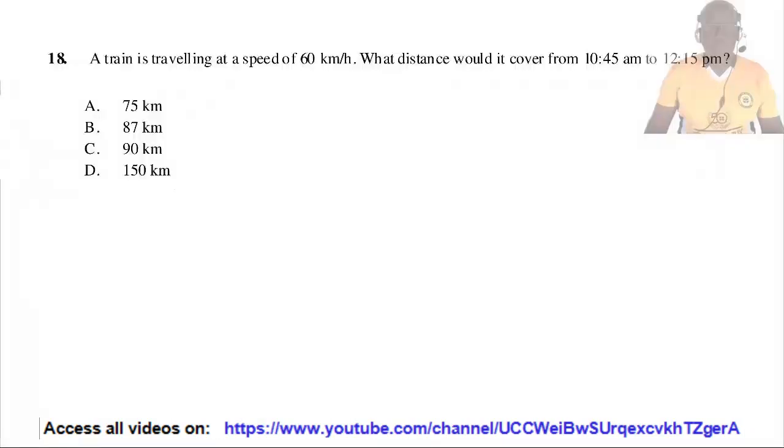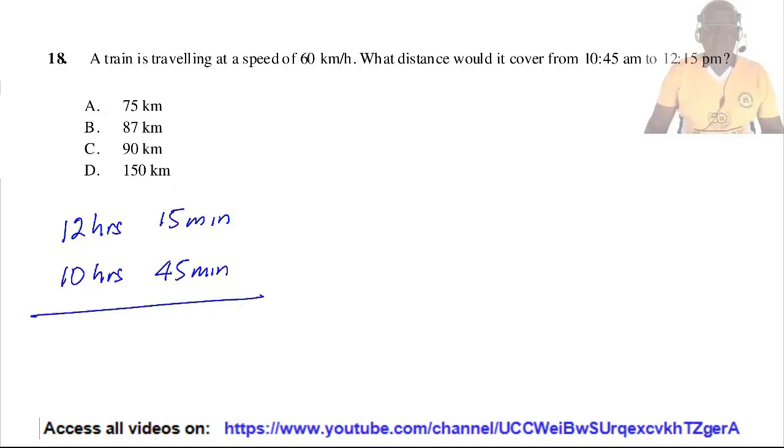Question 18. A train is traveling at a speed of 60 km per hour. What distance would it cover from 10:45 a.m. to 12:15 p.m.? We shall first find the time interval. We shall therefore subtract 10:45 a.m. from 12:15 p.m. 12:15 p.m. can be written as 12 hours 15 minutes, and then 10:45 a.m. can be written as 10 hours 45 minutes.